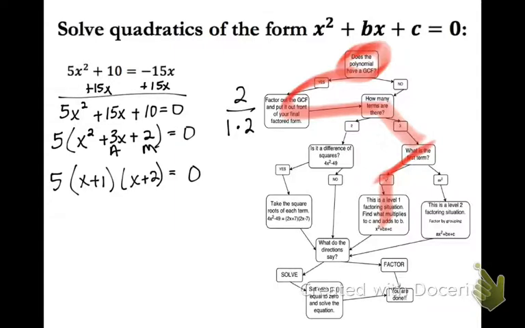If the problem said to factor and stop there, we would just be stopping here with this answer. But we're going to go ahead and solve it. So set each of these parentheses equal to 0 and solve.